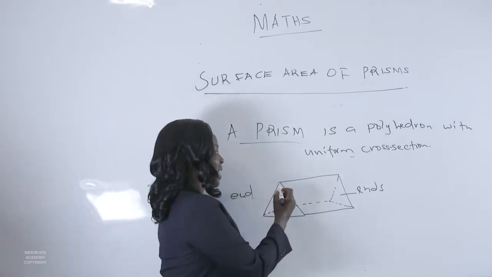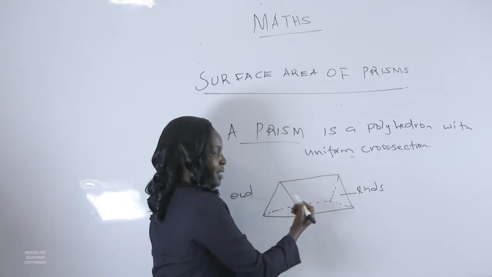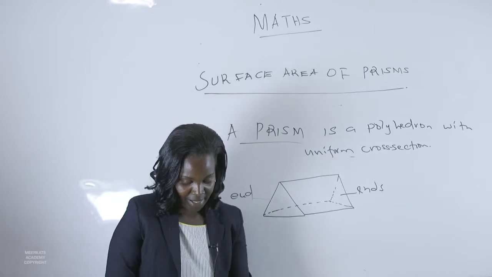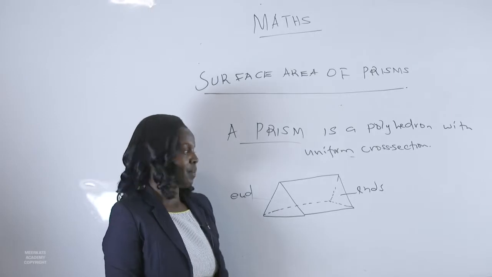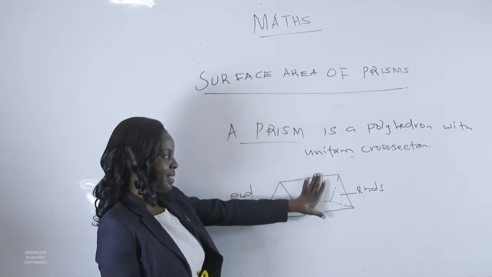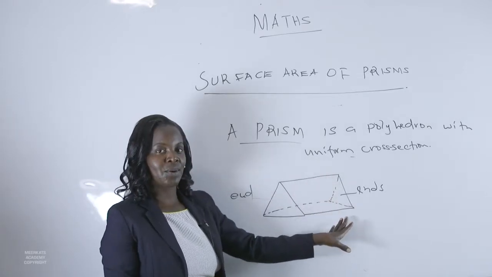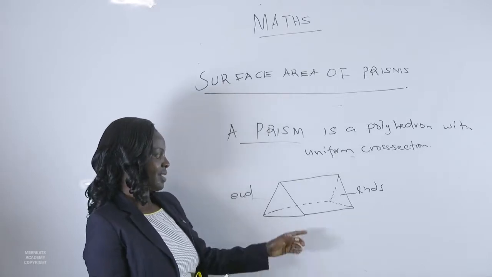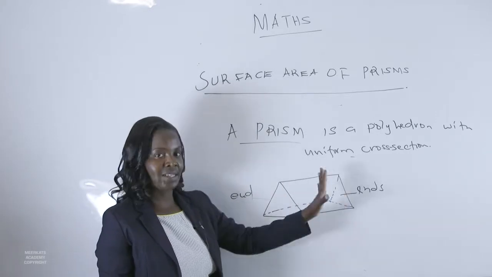Then these other parts that are in between the ends are either rectangles or parallelograms. These sides of a prism are either made up of rectangles or parallelograms. We said in our last lesson that a parallelogram is a tilted rectangle. So all of them will appear as four-sided figures.